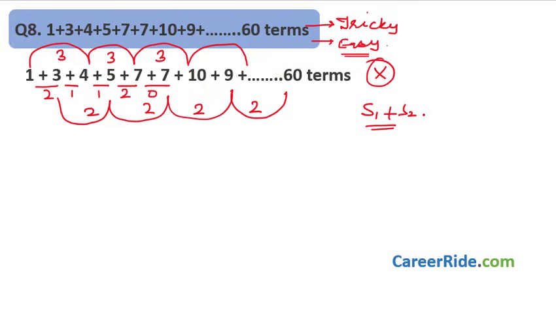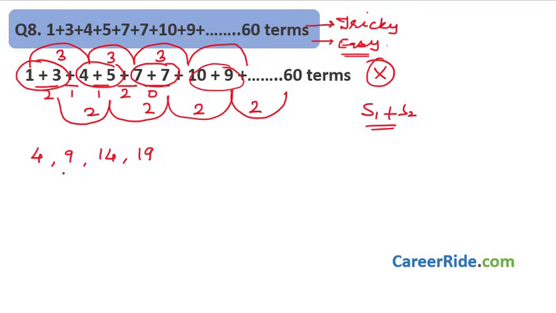If I want to solve this question quickly, what would I do? In this kind of question, I would start adding the terms in pairs of 2. The first two terms I'll add, 1 and 3, then 4 and 5, 7 and 7, 10 and 9, and I'll come across a new series. My new series would be 1 plus 3 is 4, 4 plus 5 is 9, 7 plus 7 is 14, 10 plus 9 is 19.